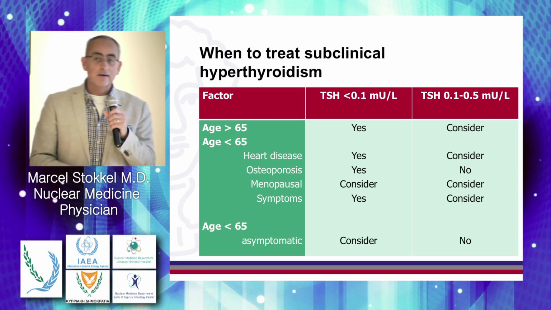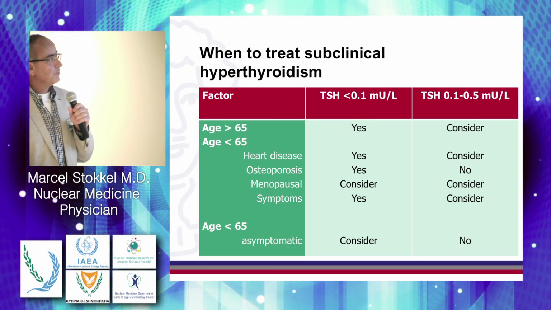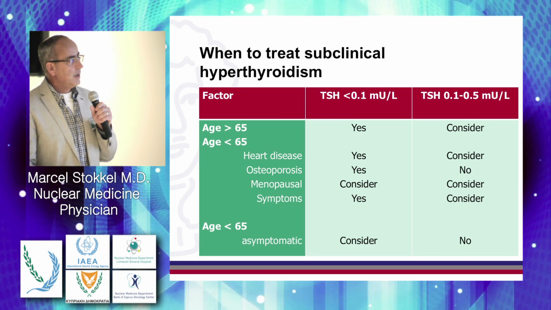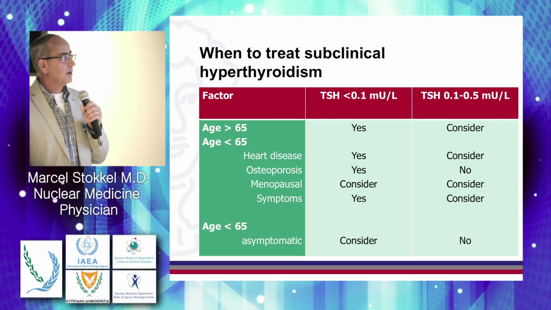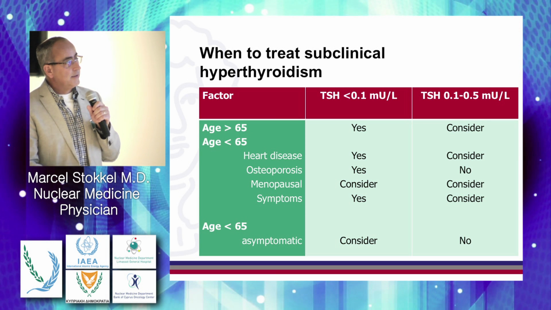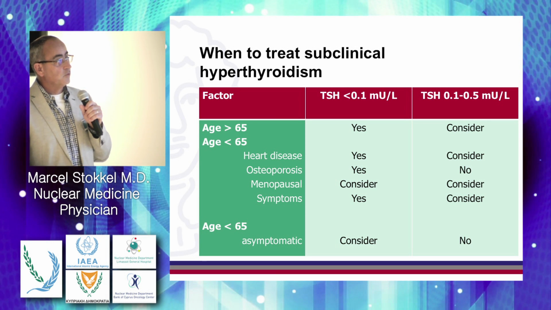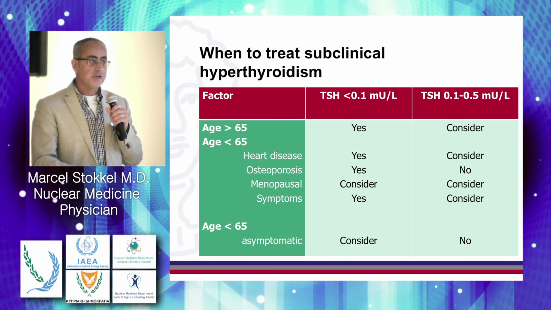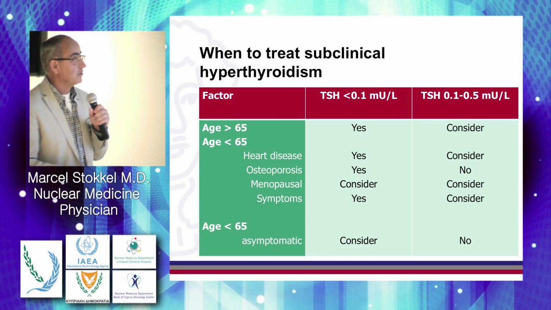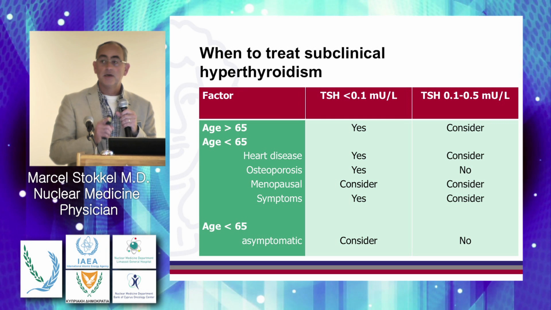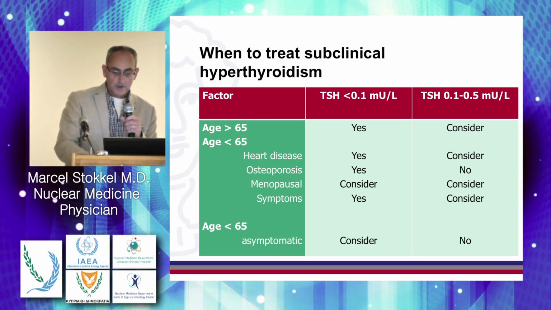It is according to the guidelines, and what you can see here, that when the TSH levels are below 0.1, in most of the patients, radioiodine is indicated or considered. When the TSH levels are in between 0.1 and 0.5, you can consider radioiodine treatment. So it is one of the options that should be considered in the subclinical hyperthyroidism group. Be careful of that. So nuclear medicine physicians, you may play a role in this entity.